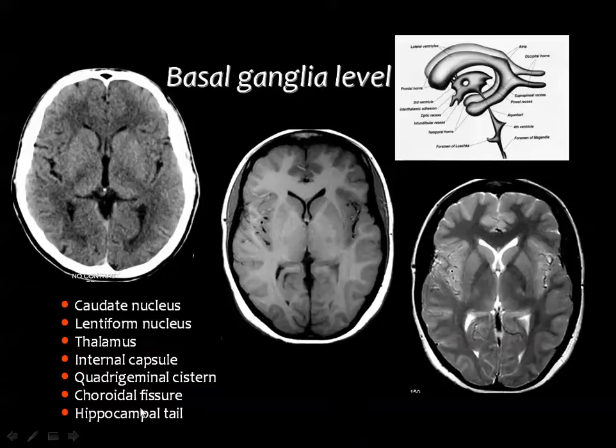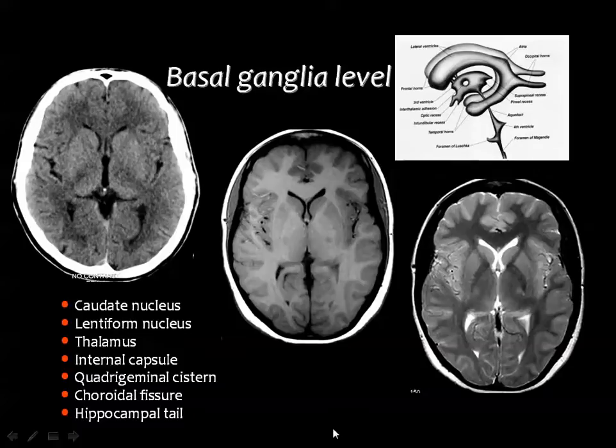Then what is the choroidal fissure? It is the retrothalamic cistern. The retrothalamic cistern, and this part and this part, is sometimes known as the choroidal fissure in some of the radiology books. Then where is the hippocampal tail? It lies exactly posterior to the choroidal fissure. This is the area of the hippocampal tail, and this, and here.